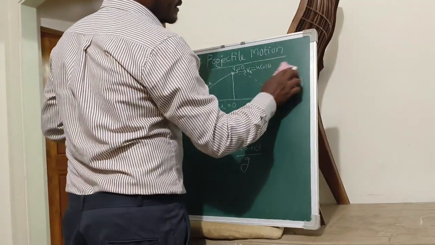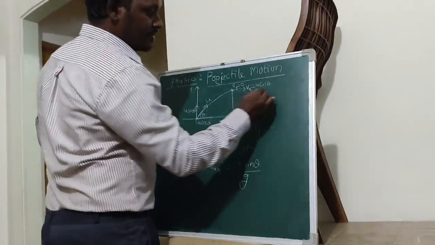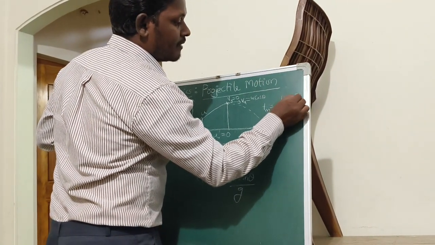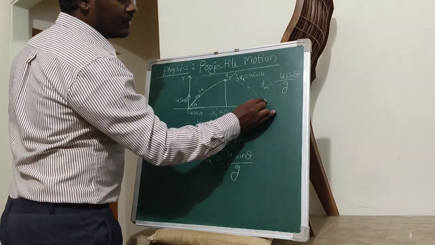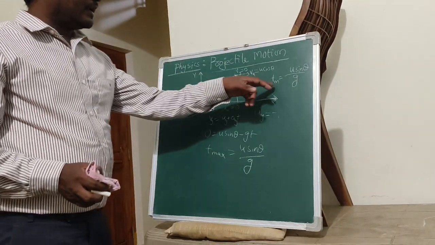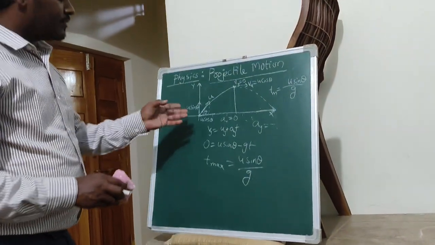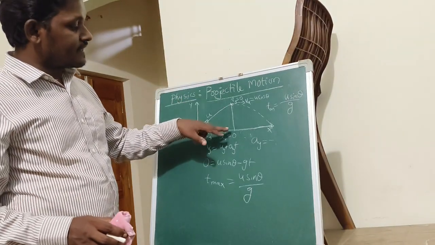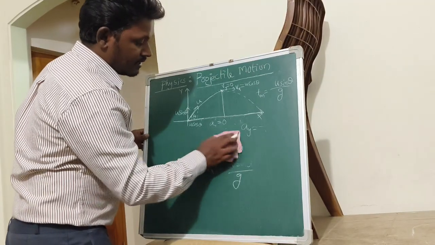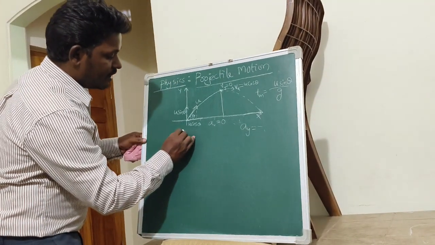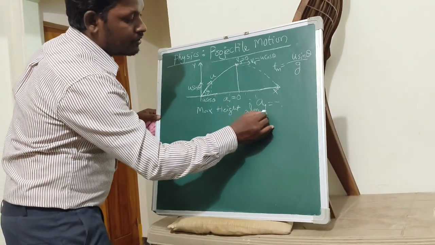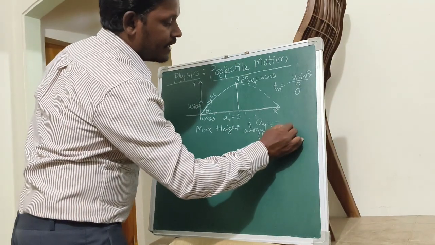So let us write this equation somewhere. The time taken, t max, tm, is equal to u sin theta by g. Okay, so it has taken u sin theta by g time. Within this time, how much height has it reached along the y direction? Let us see the maximum height along the y direction. Now the equation for maximum height along the y axis.